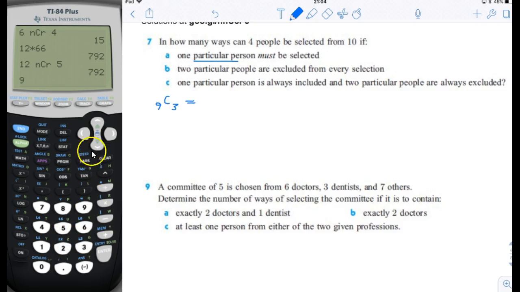So we'll do 9. Actually, we'll just go up and grab this. And we will delete. Fill this in. 3. 84. Okay.